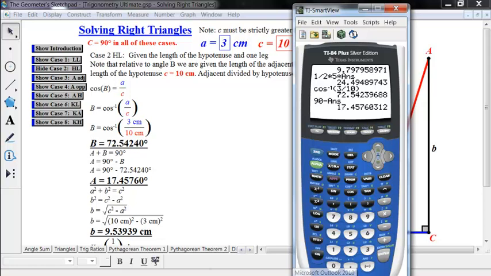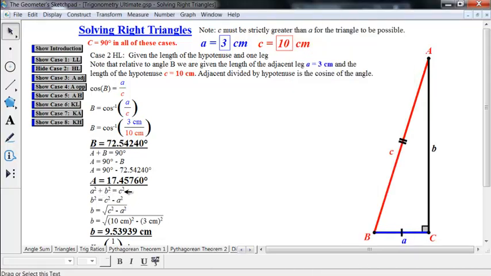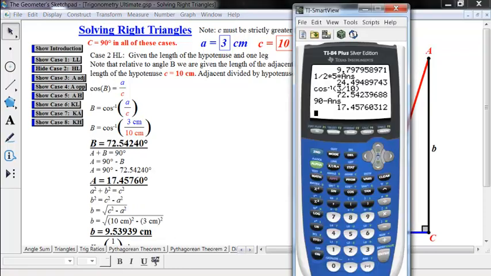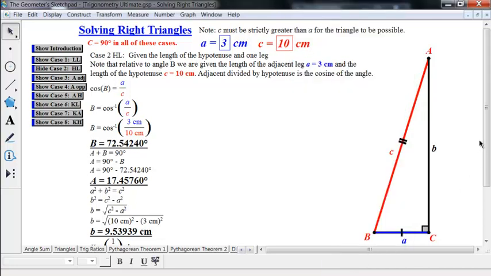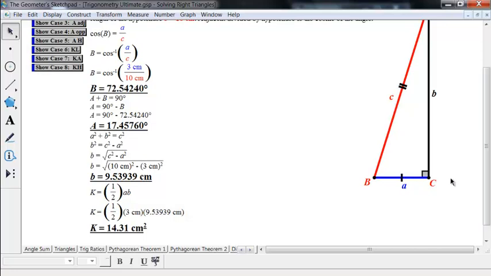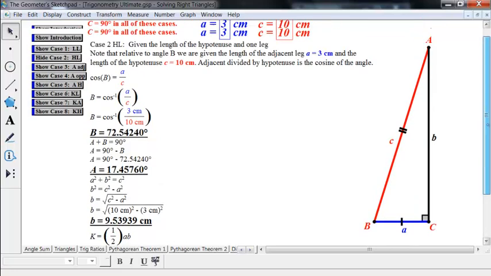17.458 degrees. And to find side B, a squared plus b squared equals c squared, so b equals the square root of c squared minus a squared. So we want to find side B, we do the square root of c, 10 squared, minus a, 3, let's square it, close parentheses, and we see that 9.539. That's B. So we take B times A and divide by 2 to get the area of about 14.31 square centimeters. Okay, that's that case.